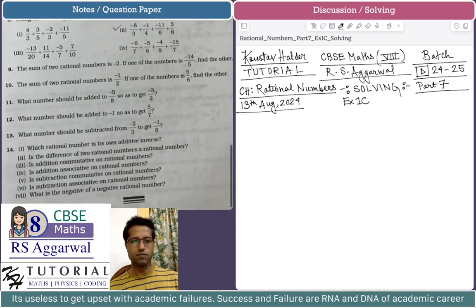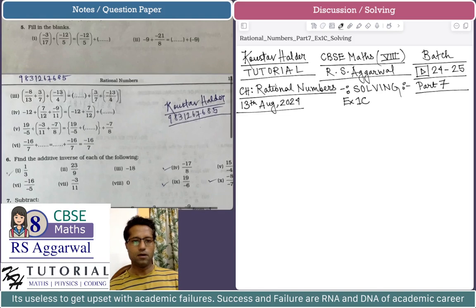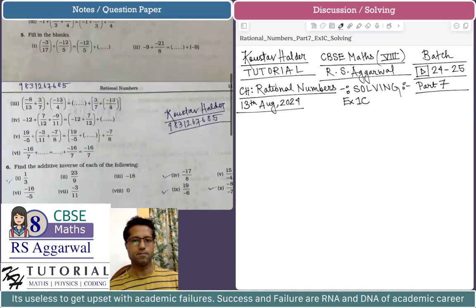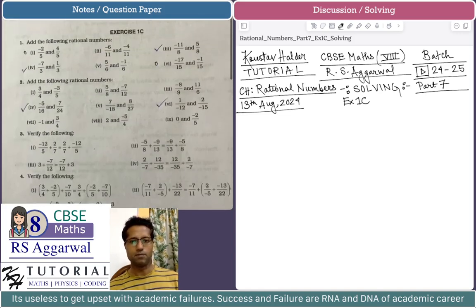So there are 14 questions. I will try to do most of them, let's see, but I will not repeat the same kind of problems. Okay, so let's start from the first problem. This is add the following rational numbers, where you can see all the rational numbers have the same denominator. Even though this is pretty simple, let's do 2 of them.